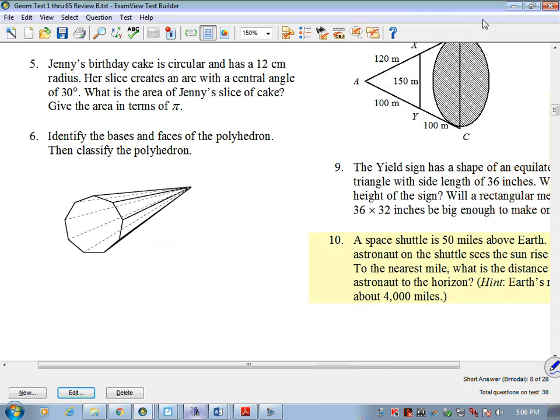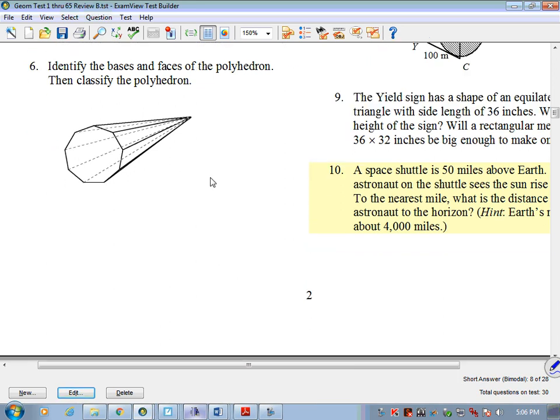Now I'm going to, let's see, we can do 6. Find the bases and faces of the polyhedron, then classify the polyhedron. My base is this shape down here along the bottom. It is 1, 2, 3, 4, 5, 6, 7, 8. Hold on, let me try that again. 1, 2, 3, 4, 5, 6, 7, 8, 9. It's a 9, so the base is a nonagon.